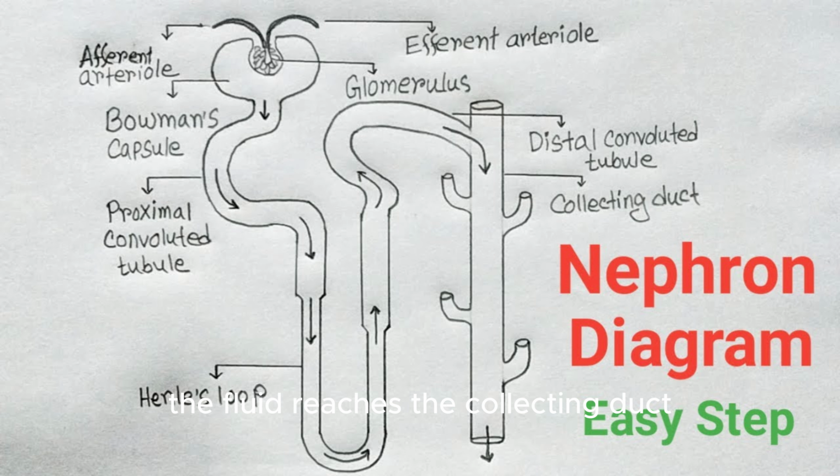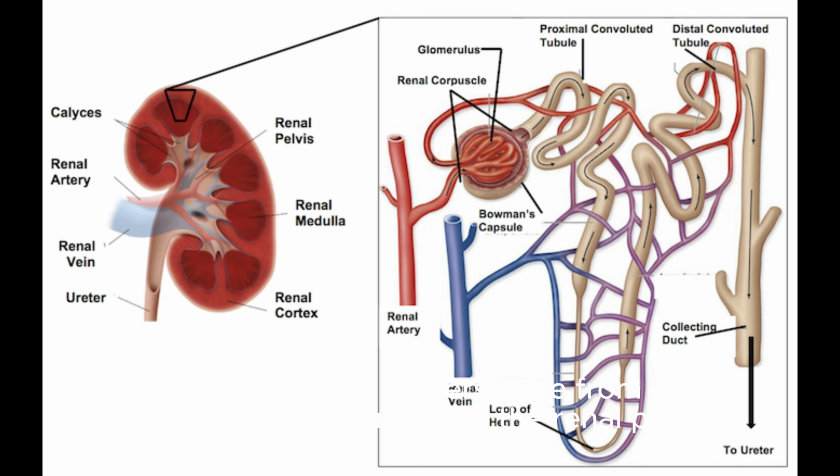Finally, the fluid reaches the collecting duct. The collecting duct gathers urine from many nephrons and carries it to the renal pelvis. From there, it moves through the ureter to the bladder, where it is stored until removed from the body.